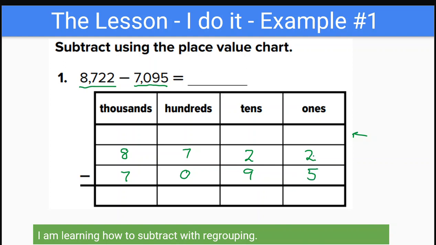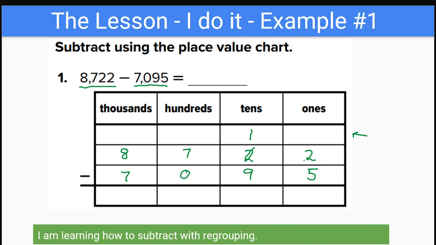Kids, help me out. What's 2 take away 5? Right, you can't do that. If I had 2 bananas, you could not take away 5 from me, okay? Because I only have 2. So we're going to go over here and we're going to borrow one of these 10s right here. That's going to leave us with 1 10. There were 2 and now there's 1. We're going to take this right here and we're going to make this into a 12.